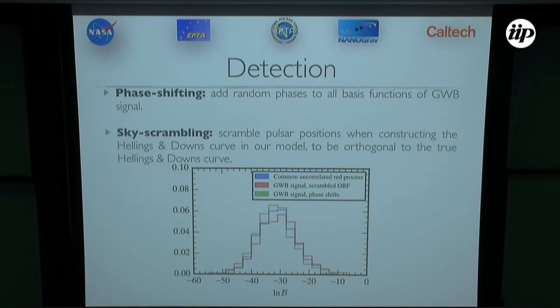So this is a way of us trying to do time slides the way LIGO does it, but with phase shifts and stuff. Yes, this is all in the presence of a signal.